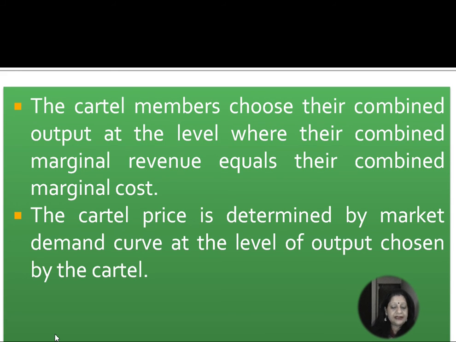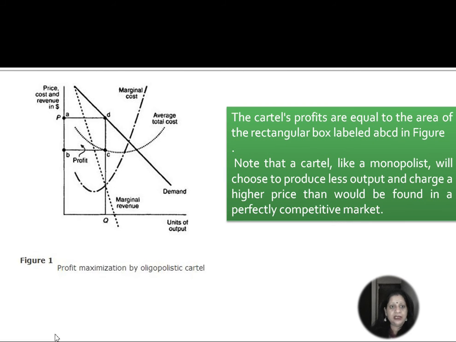The cartel price is determined by the market demand curve at the level of output chosen by the cartel. So this is the diagrammatic representation of the situation which is known as a cartel, which is only termed as a situation of profit maximization. The cartel's profit is equal to the area of the rectangular box labeled ABCD in the figure. So the figure ABCD is termed as a cartel because here four firms join together to earn a profit.